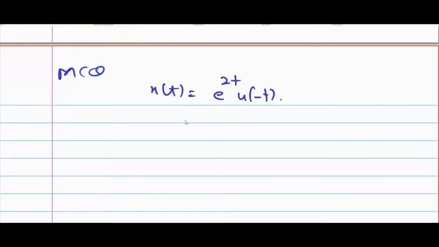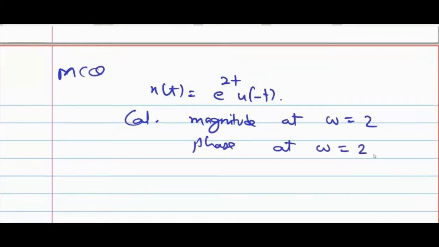MCQ type questions can be like: x of t equal to e raised to power 2t u of minus t. Calculate magnitude at omega equal to 2 and phase at omega equal to 2. So this is a 2-mark question. So you can try now.